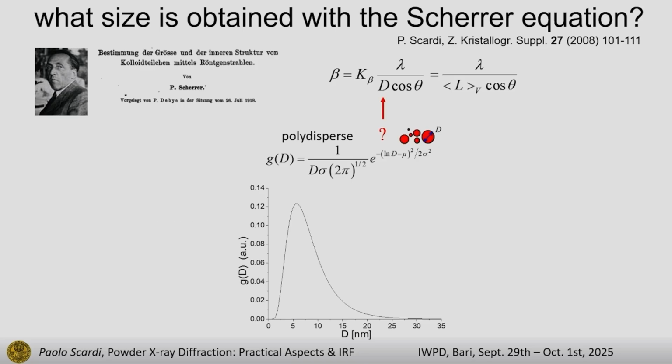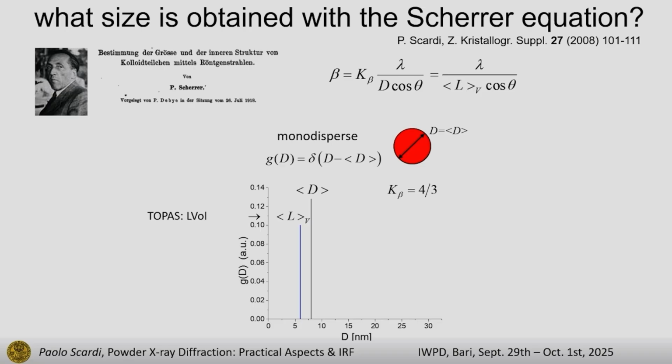So the question is, okay, sorry, it's been too fast. You use TOPAS, L_vol, and what you get is a number that is a bit smaller than, say, the true diameter of the sphere, if you believe your crystals are all spheres, all of the same size. This is mathematics, no discussion.